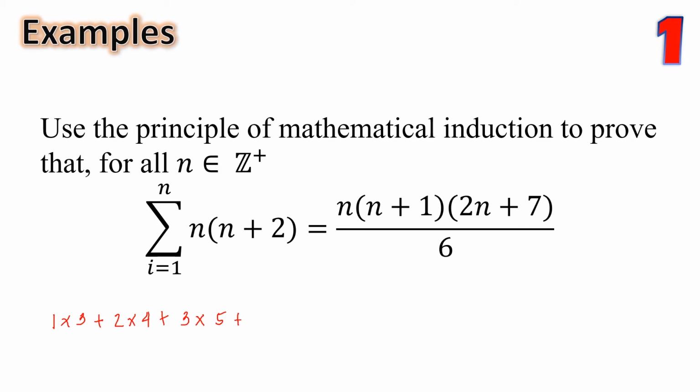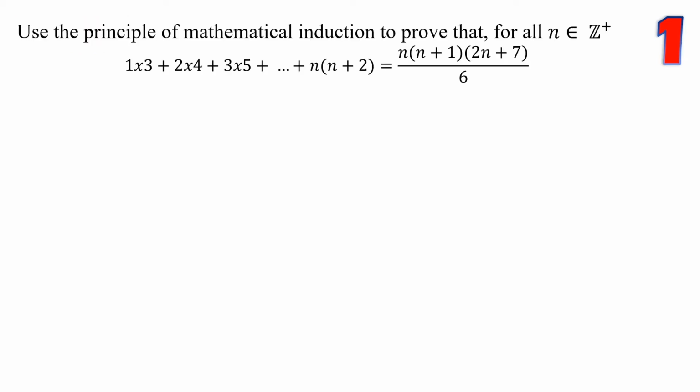And if we have i equal to n, that will be n times n plus 2. This is equal to n times n plus 1 times 2n plus 7 all over 6, for all n greater than or equal to 1. Let us use mathematical induction to prove this statement in n.